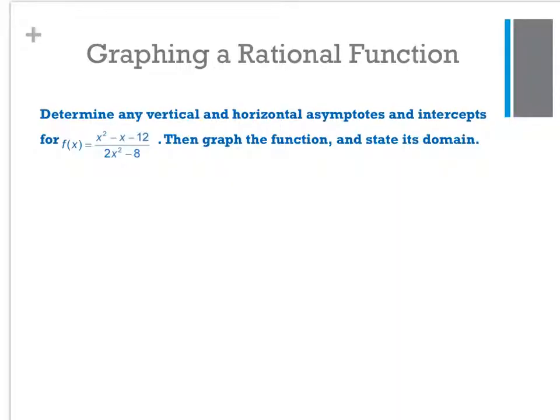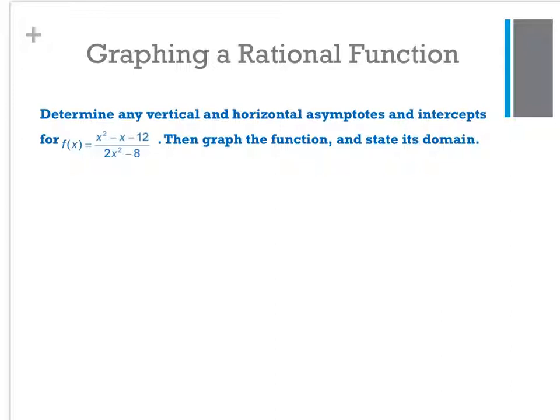Alright, so in the last video we talked a little bit about graphing a rational function at the very end, and we identified things like the vertical and horizontal asymptote and the intercepts. But here we are going to take this a little further and look at some more complicated examples where you might need to do some factoring in order to determine the position of those asymptotes and intercepts.